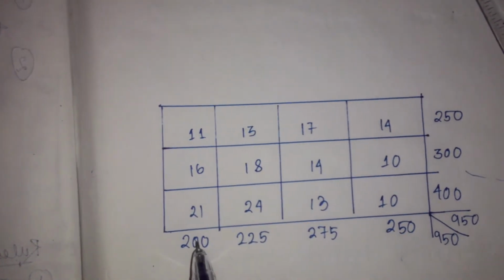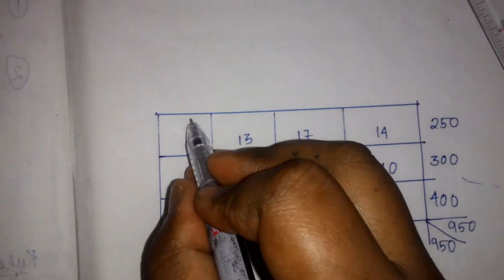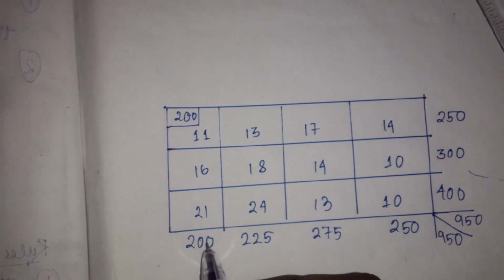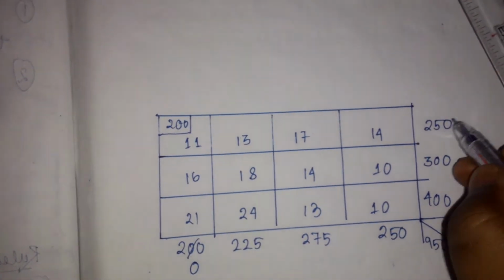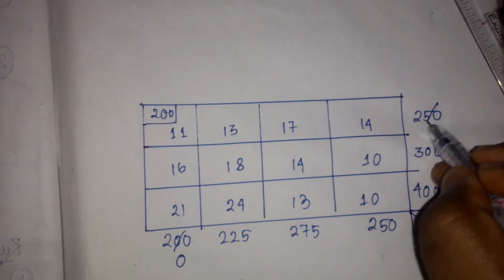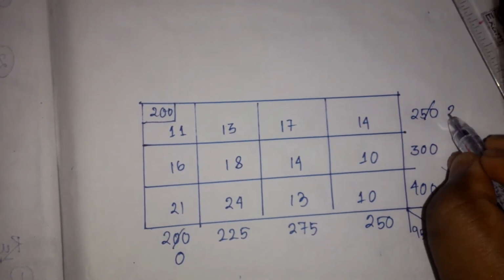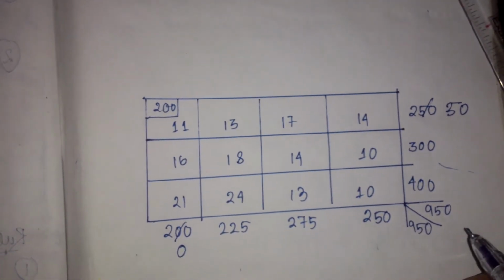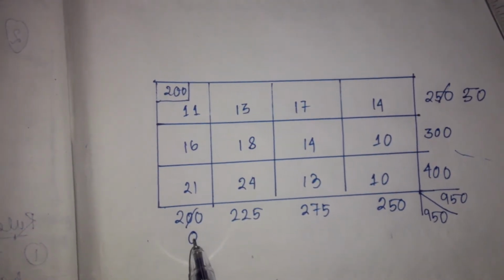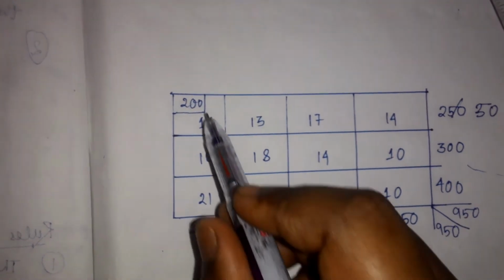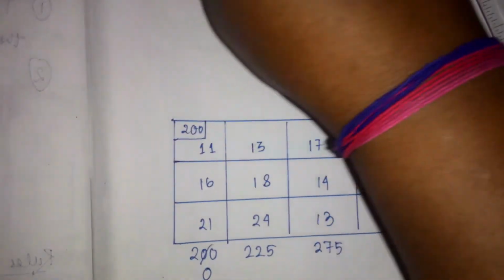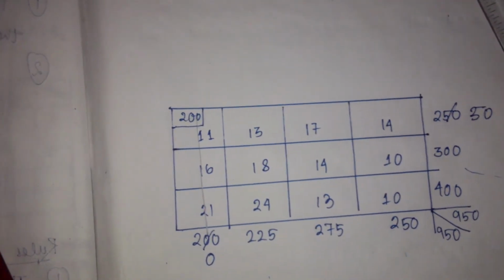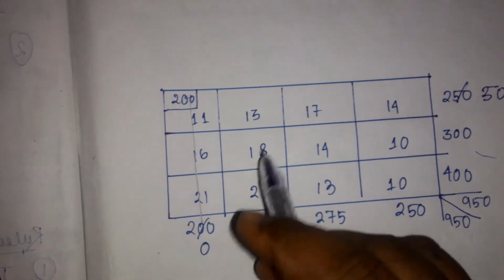Then we mark the 11 box with 200, and the demand value becomes 0, and the supply value will be deducted by 200, that means it will be 50. Now the demand value is 0, so this column will be terminated from the matrix. Now the remaining matrix is this.